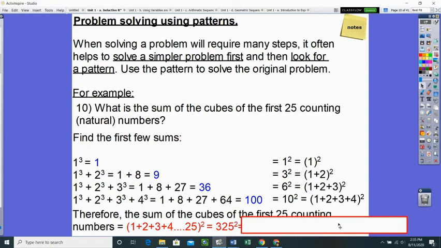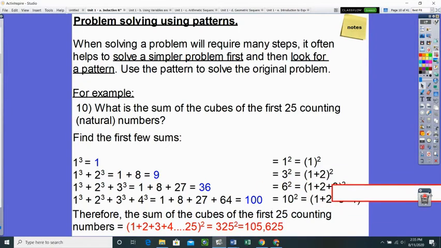You're going to take 325 and square it. And the first 25 cubes added together are 105,625. Again, taking the bigger problem, breaking it into a smaller piece, and what can I notice about the results of what's happening there?